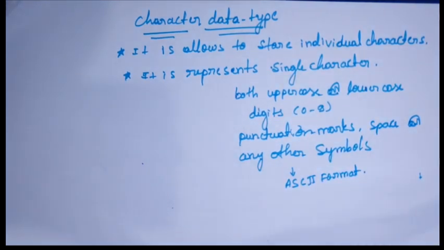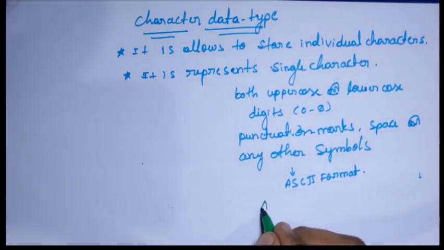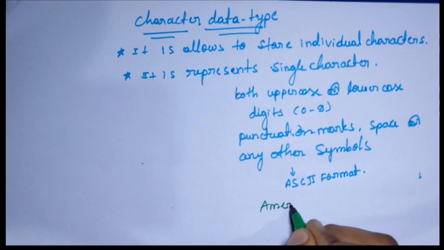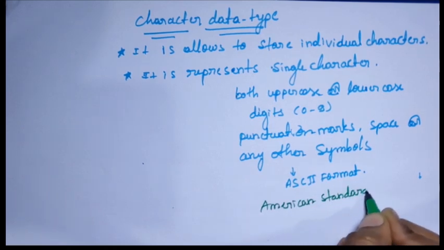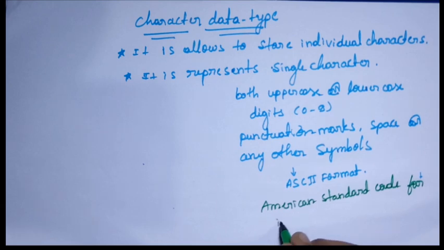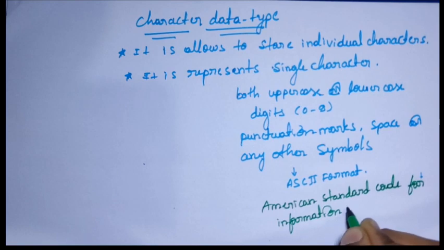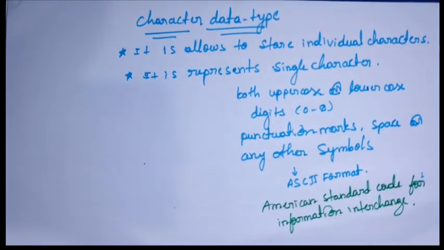ASCII is one of the computer codes. It's an internal representation of the computer system. The ASCII acronym is American Standard Code for Information Interchange. Okay, so this is the character data type.